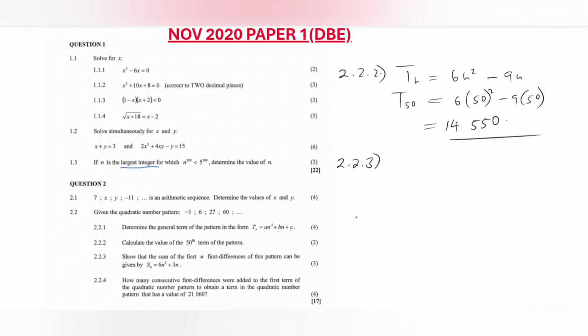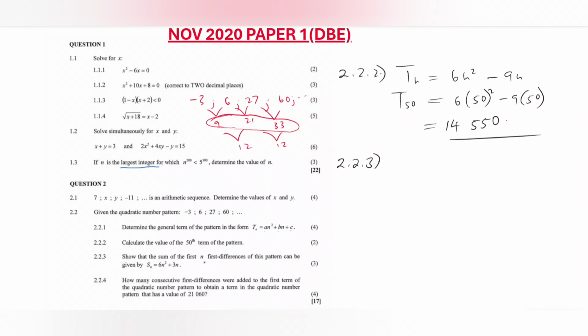So on our sequence, we have realized that, let me just redo it here. Minus 3, 6, 27, and 60. This was 9, 21, 33. Then 12 and 12 again. So we want to show that the sum of the first differences is this sequence. The first differences have a constant difference, so they are going to form an arithmetic sequence.